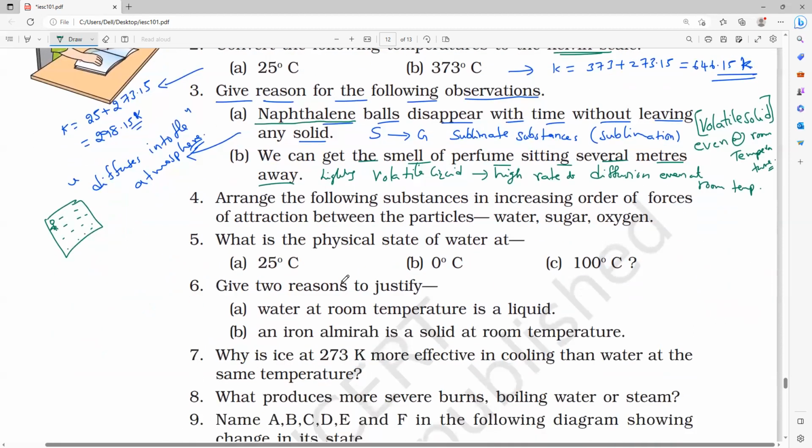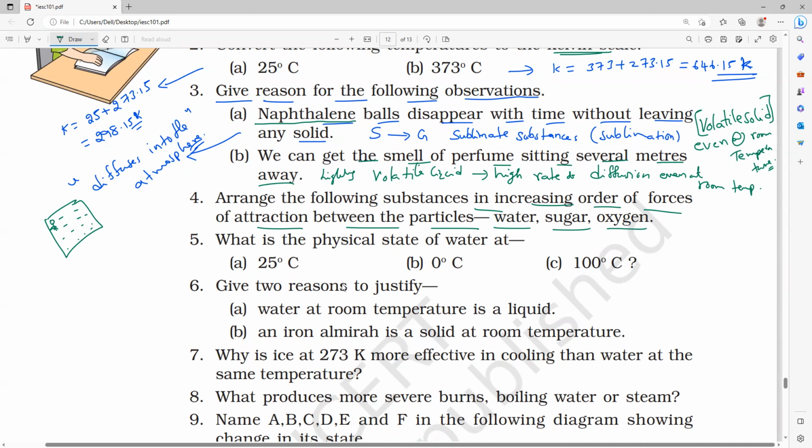Next, arrange the following substances in increasing order of forces of attraction between the particles. Water, sugar, oxygen. Arrange them in order. Here, two ways you can arrange. Be smart always. Not only one way. Two ways we can arrange.